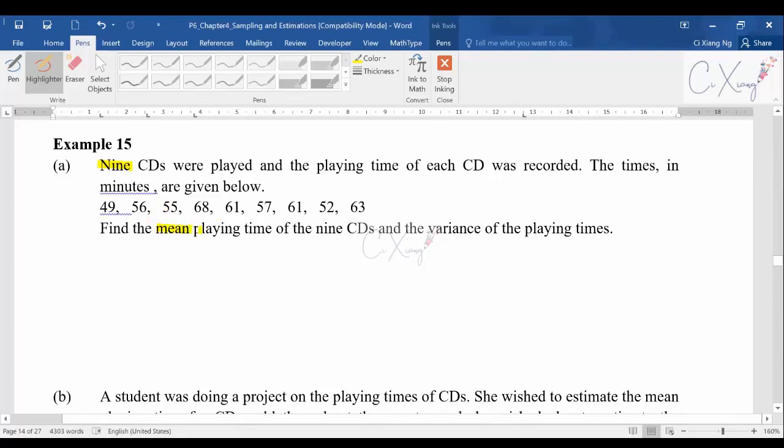So they want to find the mean playing time of the 9 CD and the variance of the playing time. So you're having this 9 CD here, and they want you to calculate the mean and also calculate the variance. So how to calculate the mean? All right, so for the mean, you can use population mean if you want. You can use sample mean also if you want.